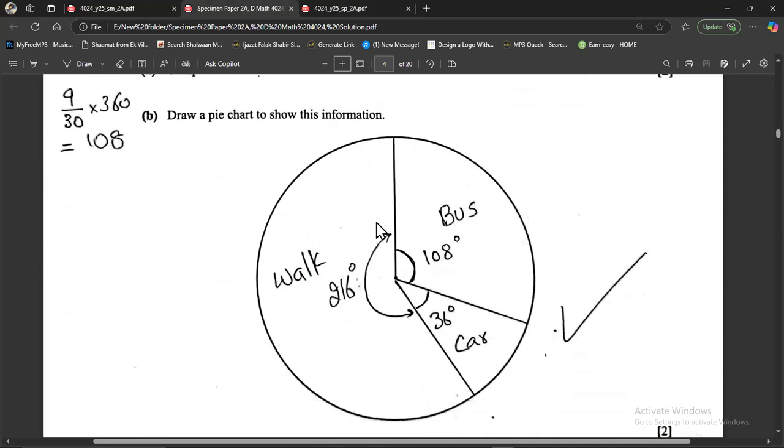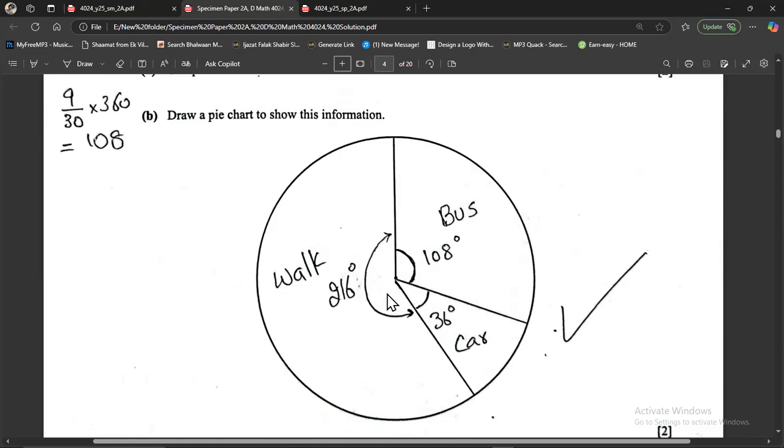Okay. So for the bus, I put my protractor here, starting 0 from here. The crosshair must be on the center. So I will count 108. When I find 108, I put a dot here. Then I draw this line. So this sector is representing the bus, and the angle subtended at the center is 108.